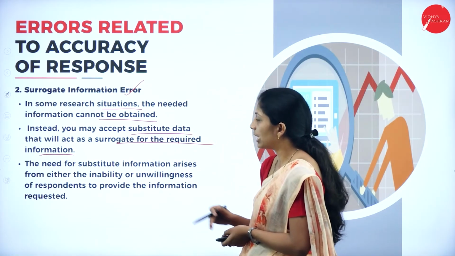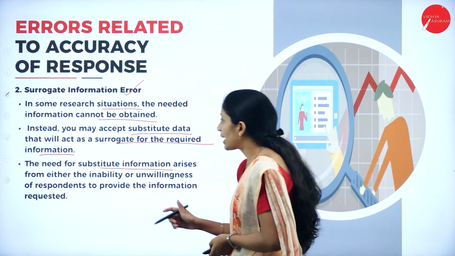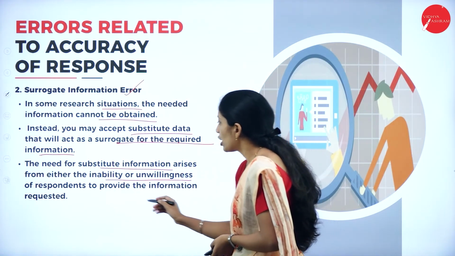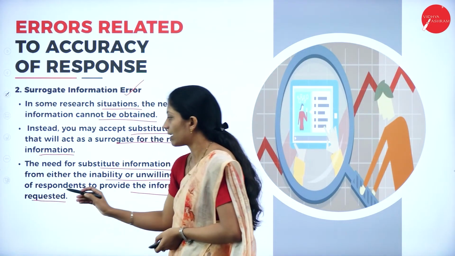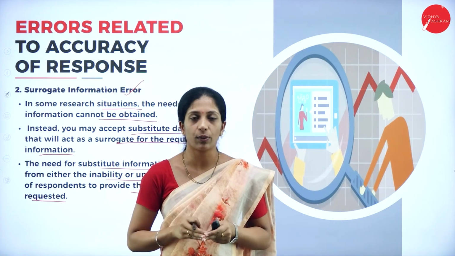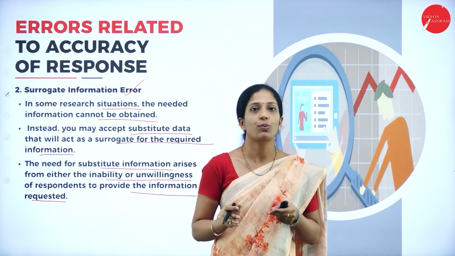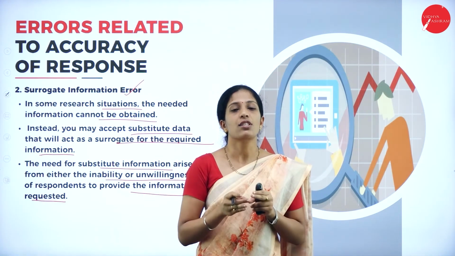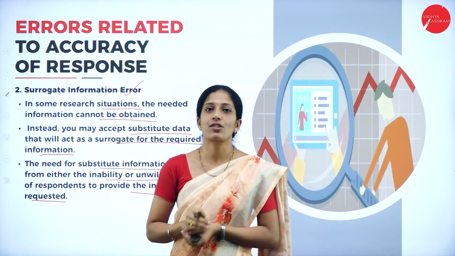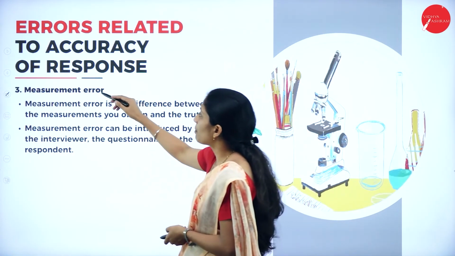Surrogate information. The need for substitute information arises from either the inability or unwillingness of the respondents to provide the information requested. Now the researcher has requested the respondents to answer the question, but the respondents have not answered. In that situation, what will the researcher do? The researcher will substitute that answer with some other answer. That is known as what? Surrogate information error.